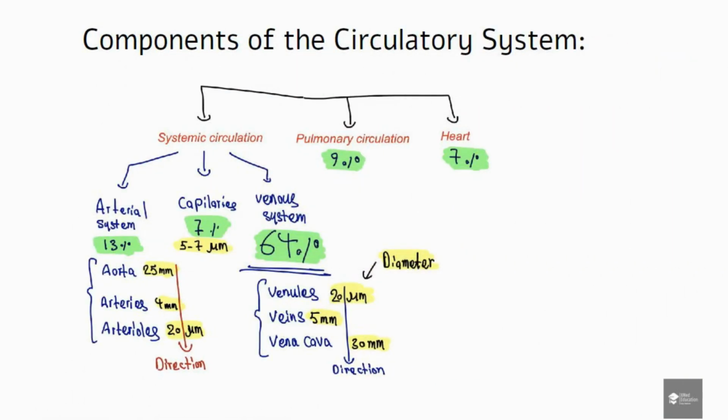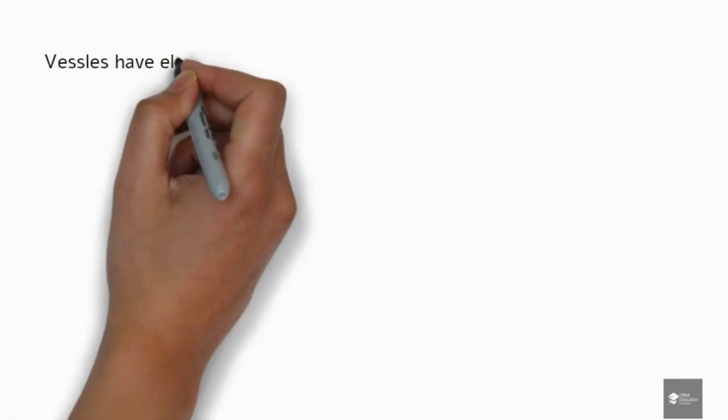So now let's talk about the components of the circulatory system. The circulatory system is divided into the systemic circulation, pulmonary circulation and our heart. And most of the blood is inside the systemic circulation. As you can see, 64% of the blood is inside the venous system. So blood from the heart goes to the aorta, then arteries, then arterioles, then capillaries, then venules, then veins, and then vena cava and goes back to the heart again. And from that they go to the pulmonary circulation for oxygenating blood.